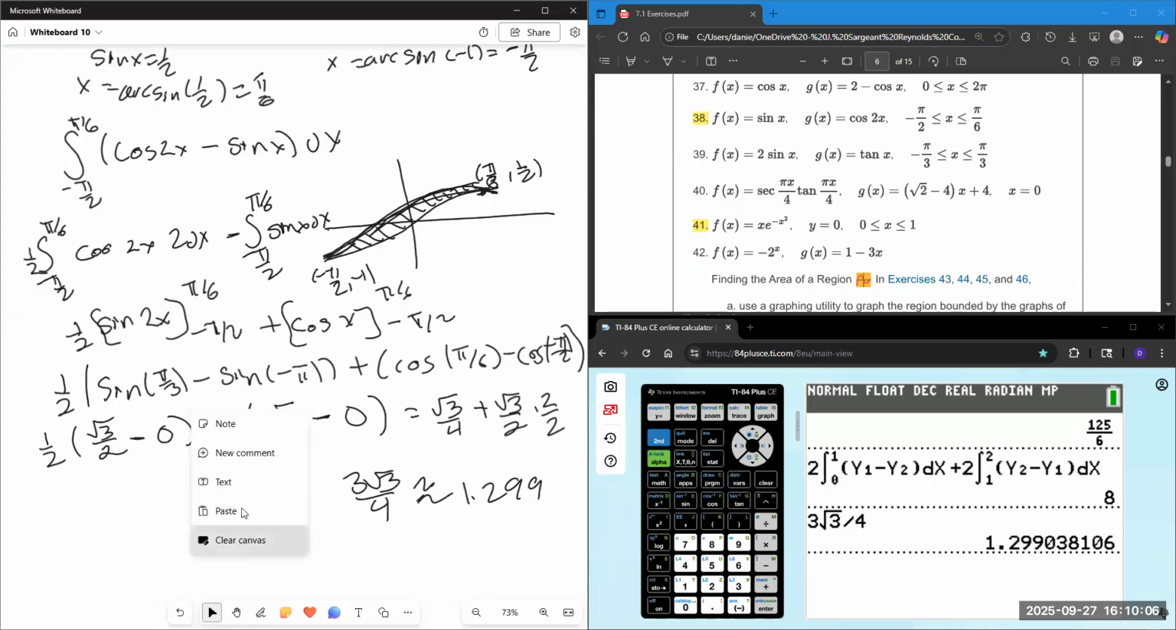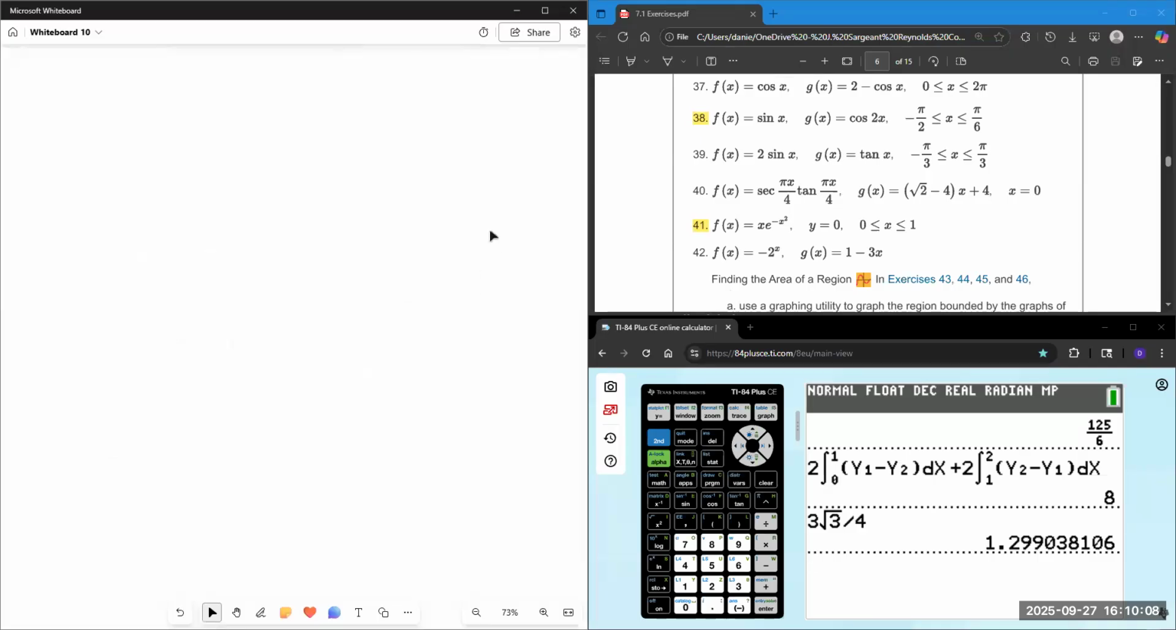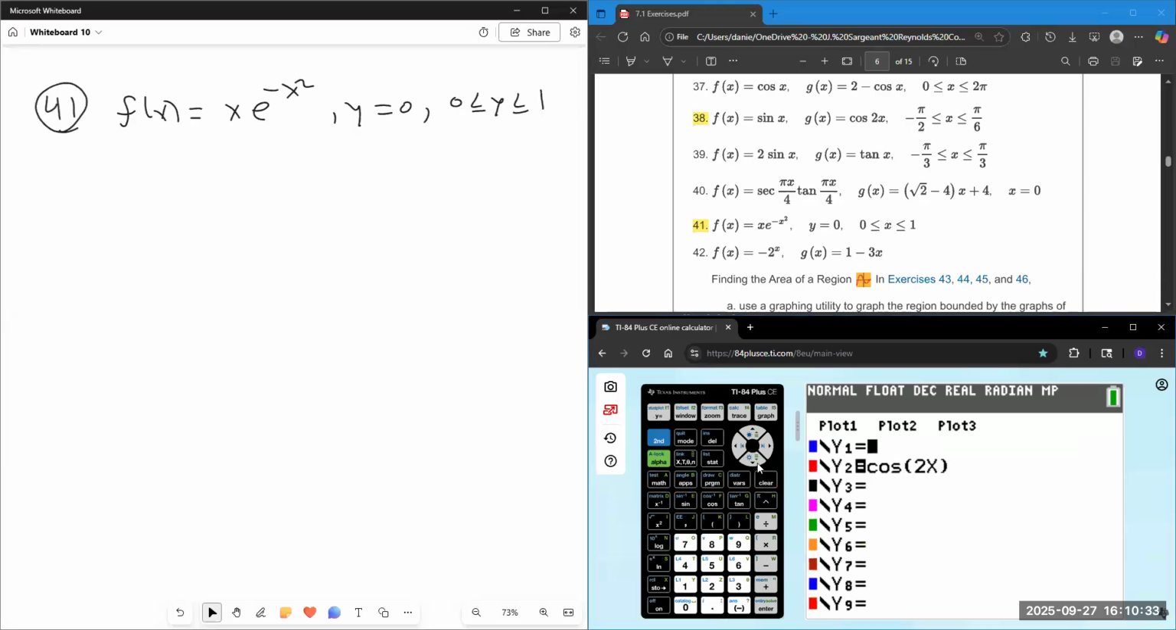Which will be our last problem for this video and this series for Calc 1. f of x is x e to the negative x squared, y equals 1, 0 less than or equal to y less than or equal to 1. So I don't really care how that looks, but I'll use my calculator to help me graph it since they told me to sketch the region. It's a little hard for me to picture without the calculator.